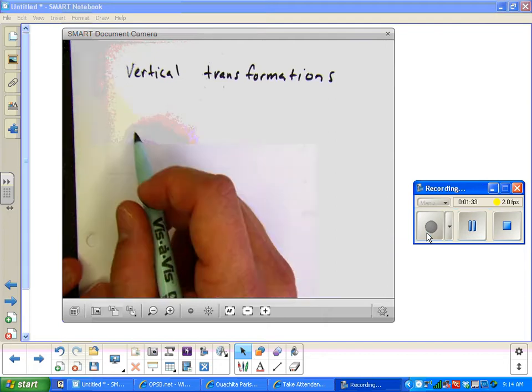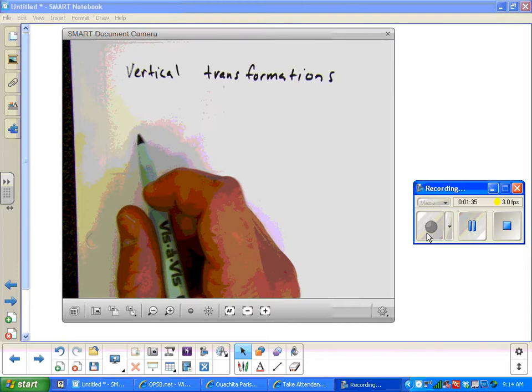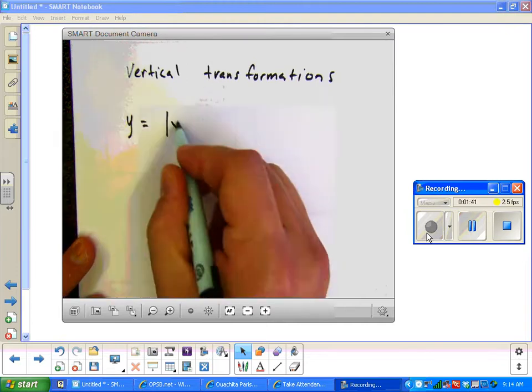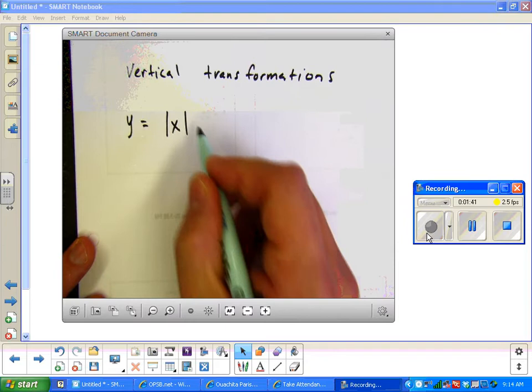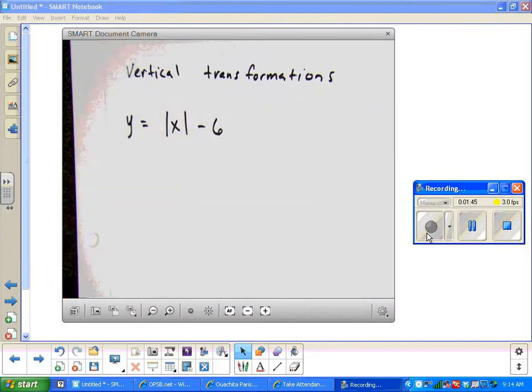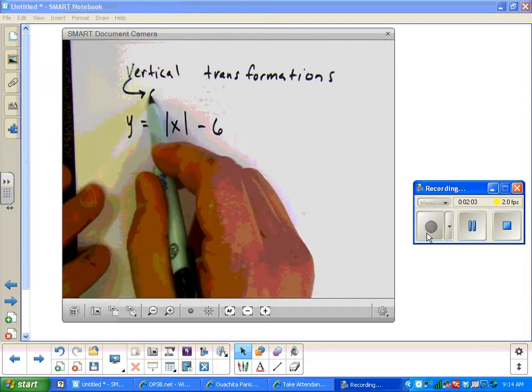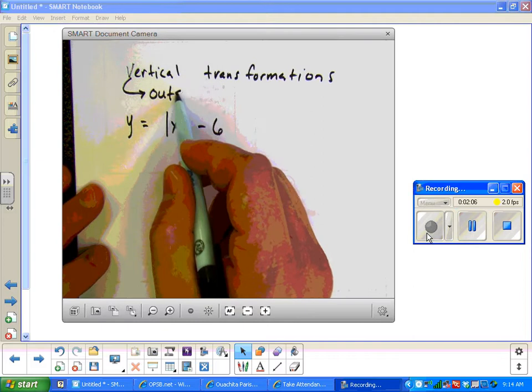And so we have an idea already about a lot of these from Algebra 2. Let's start off with this one. So say we have the absolute value of x, let's say minus 6. Now, vertical transformations, what I'm going to do is move the graph up and down, or dilate it vertically, or reflect it vertically. The thing that I'm going to remember about vertical transformations, vertical stuff happens on the outside of the function.